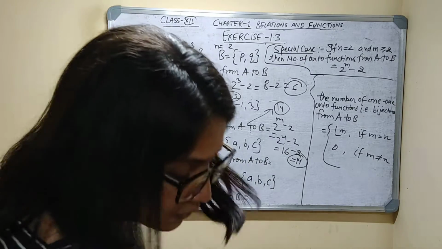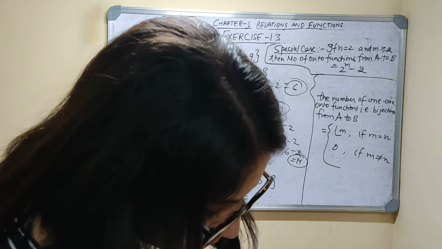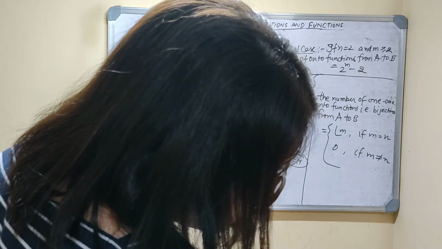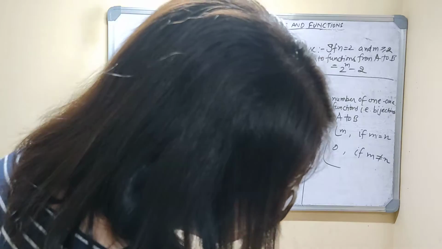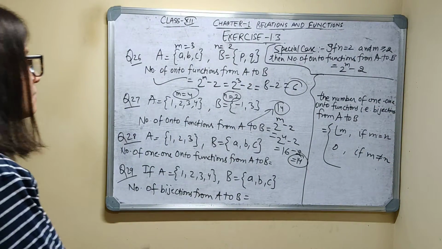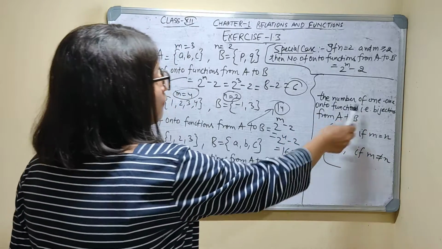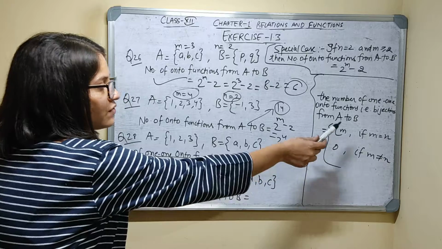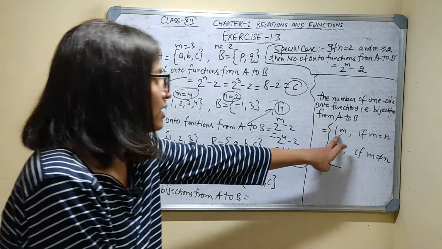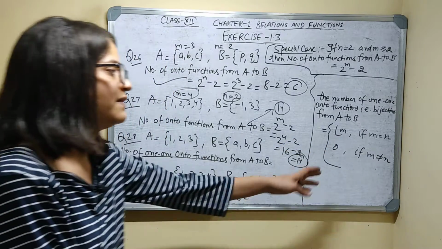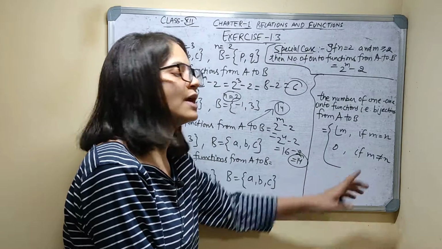Question number 28. If A is equal to 1, 2, 3 and B is equal to a, b, c, find the number of one-one onto functions from A to B. What will be the answer? One-one onto functions means bijections. The number of one-one onto functions, that is bijections from A to B, will be factorial m if m is equal to n, and it will be 0 if m is not equal to n.